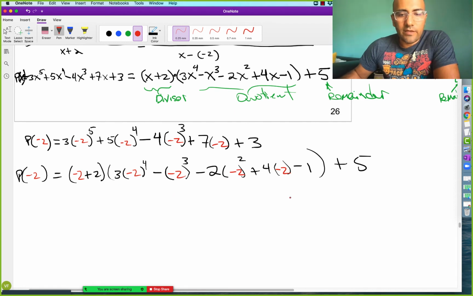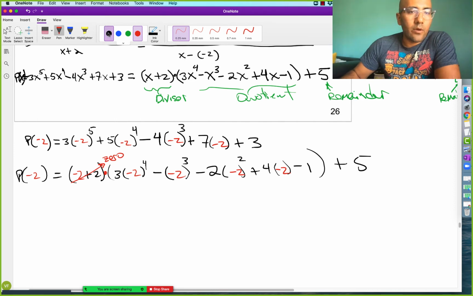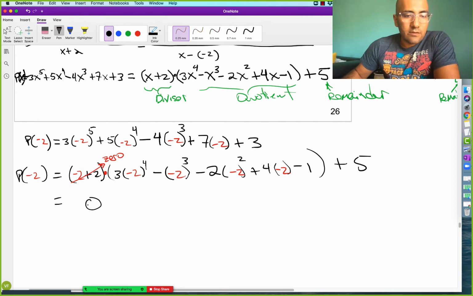Good. And at first you think, oh, well, this is going to be just as hard. And it's not, because who cares what this is? This is going to be a 0. We're going to end up multiplying 0. This is 0 times something. Who cares? We'll end up with 0 times who cares plus 5. And it doesn't matter what this is. The whole thing is going to be equal to 0.